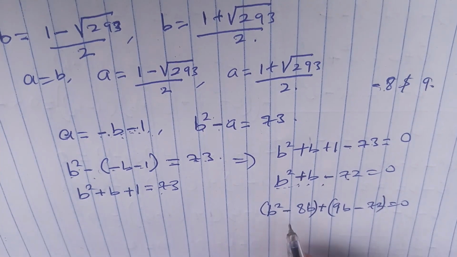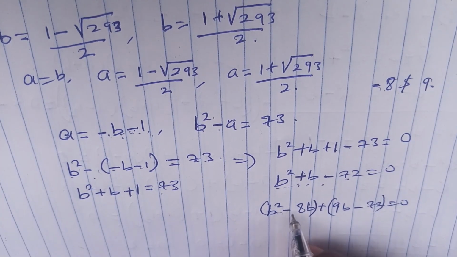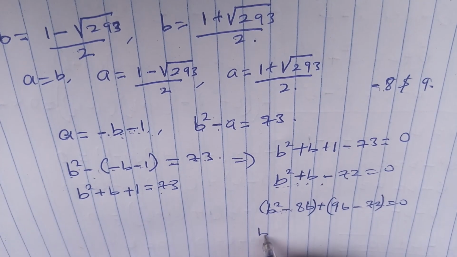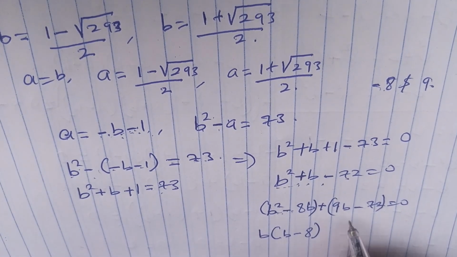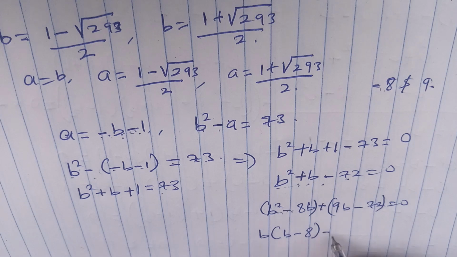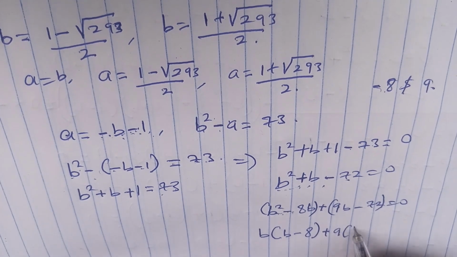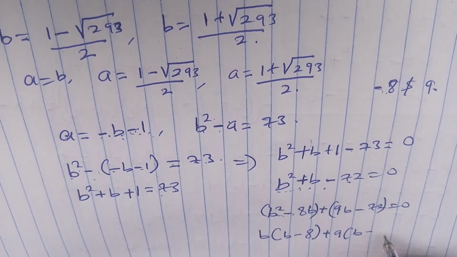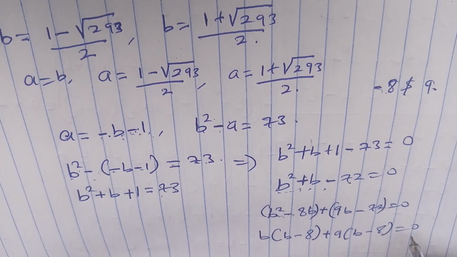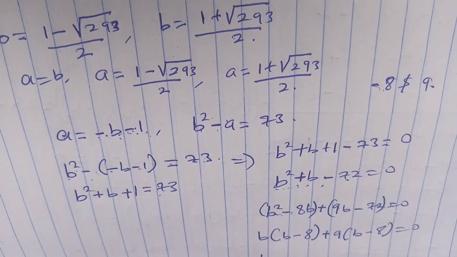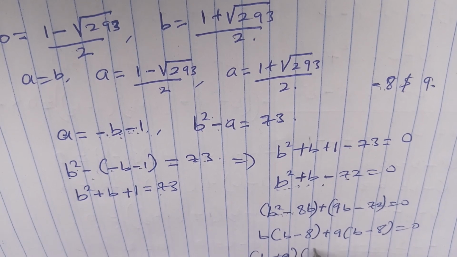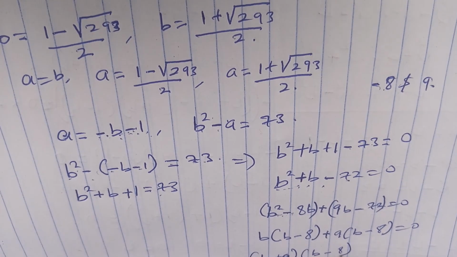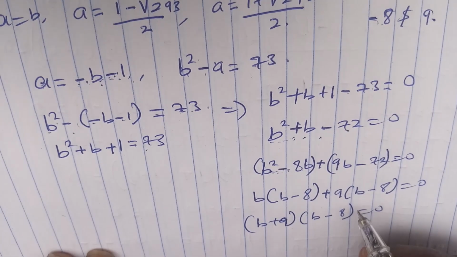Let's bring out the common factor. The common factor between b squared and minus 8b is b, so we can say b open bracket b minus 8 close bracket. The common factor here is positive 9, because 9 times b minus 8 equals 0. So furthermore, we can say b plus 9 times b minus 8 equals 0.